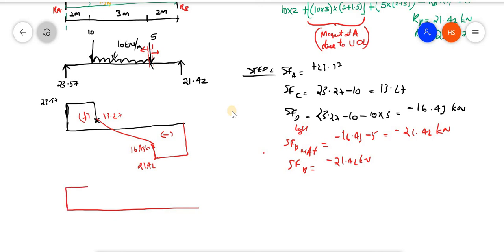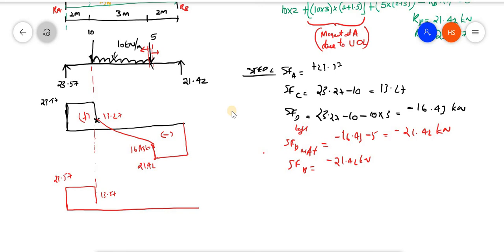Now again there is no load up to this point. Then from that point a 10 kilonewton, you can see here a 10 kilonewton is acting. I am just marking the guideline. So here it is 23.57. So 23.57 minus 10, that will be 13.57. Here it will be 13.57. Okay. Now here we are having a UDL.